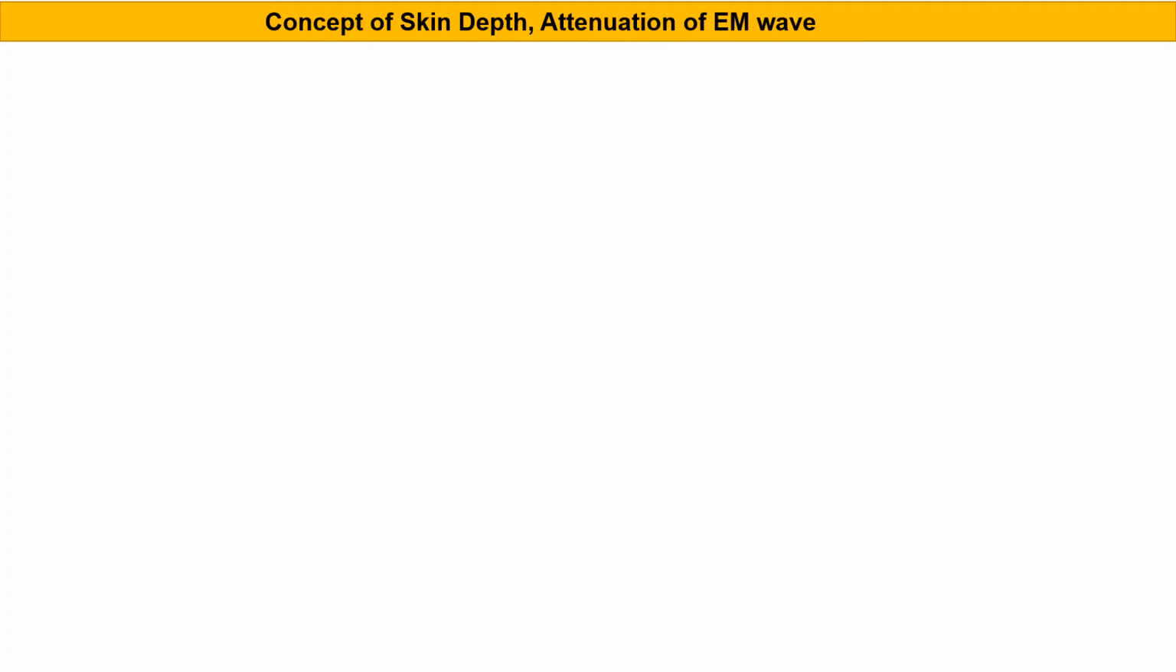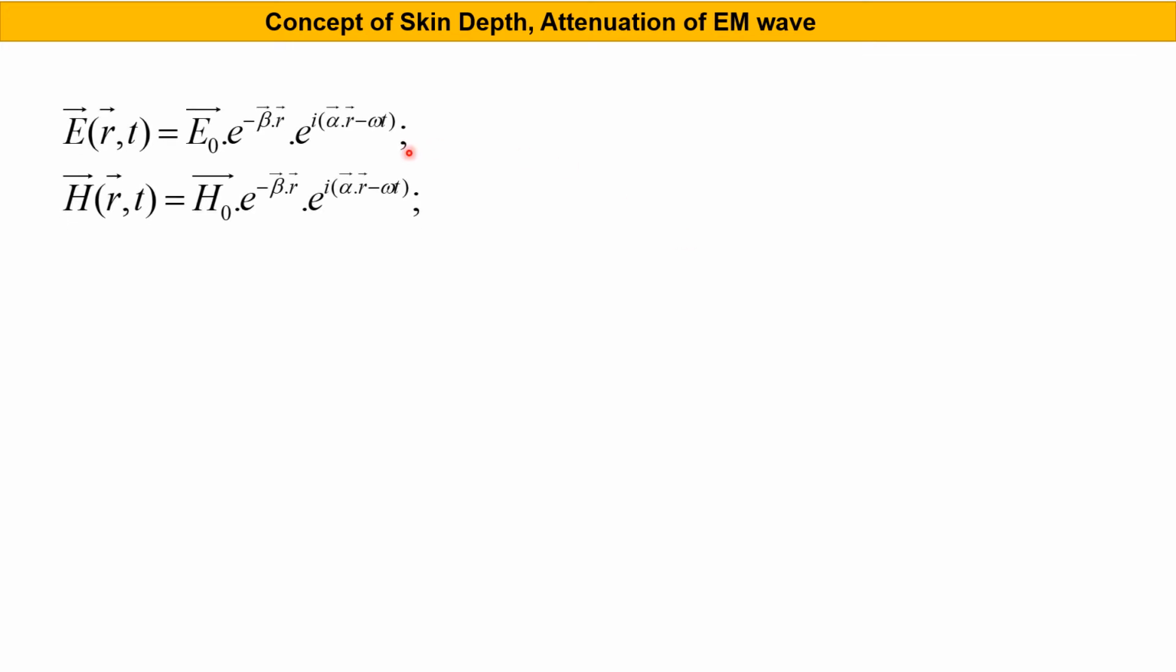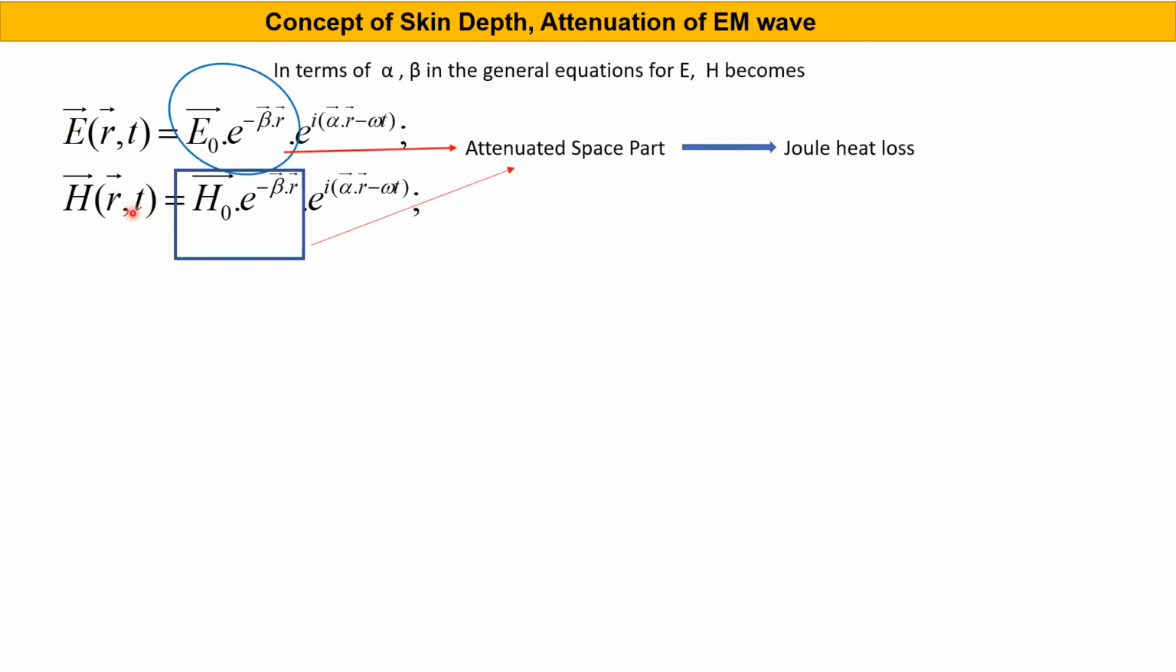Mathematically I'm just showing. Now we'll move to the skin depth. What does it physically mean? When you substitute the solution, what will you get? You will get that the electric field is equal to e to the power i into k dot r minus omega t. When you replace k with alpha plus i beta, you can reach that part. So you can see this is the modified space part, E0 into e to the power minus beta r. This is attenuated. You can see there's a clear attenuation in the exponential term.